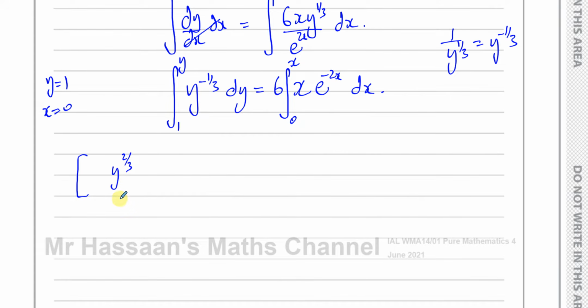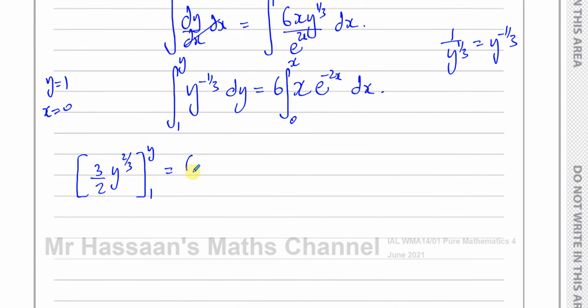And you've got to divide that by the new power. So dividing by 2/3 is the same as multiplying by 3/2. So this is 3/2, y to the power of 2/3. And the limits here are y and 1. So that side is integrated. Now we've got this side.